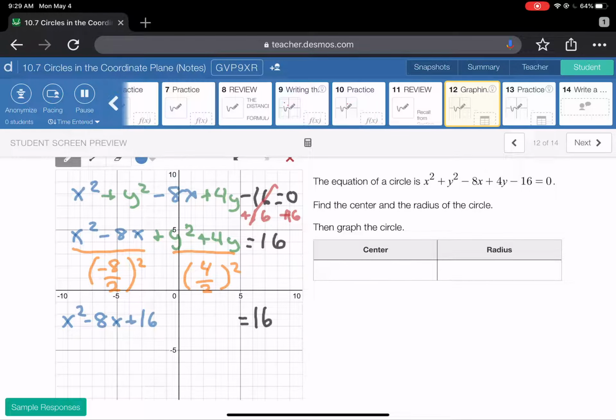And then when I do completing the square, I also have to add it to the other side. Otherwise, I'm changing the equation completely. So because I added a 16 here, I'm also going to add a 16 on the other side of the equation, just to keep it balanced.